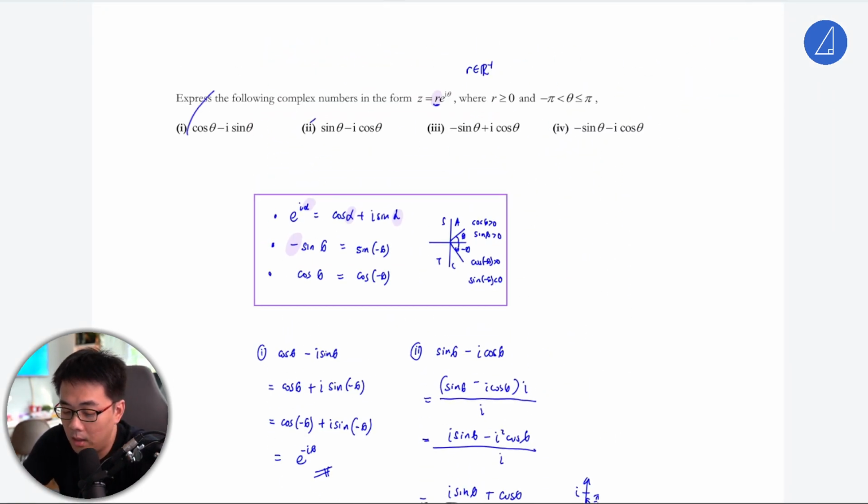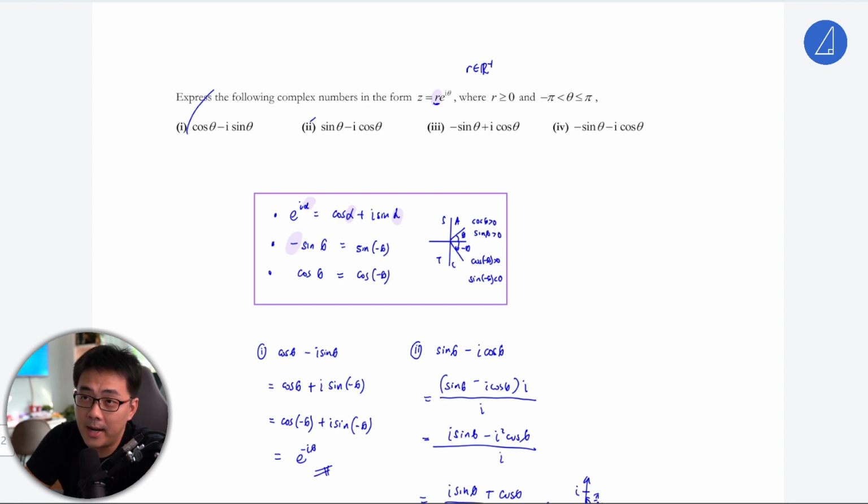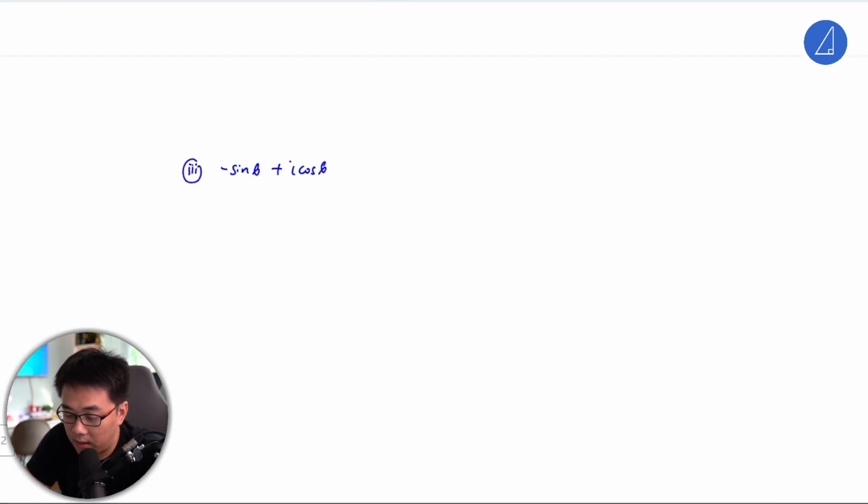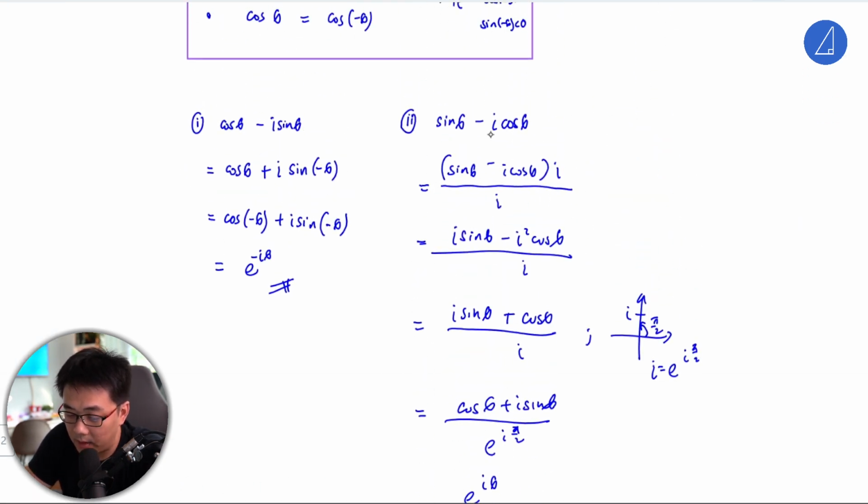So we're going to look at part 3. I'm going to do all of this slowly. Part 3, we have minus sine theta plus i cosine theta, so I think this is pretty okay. Remember that the i has to be with the sine, right? So actually it's the same thing because now it's just the flip of the other one.